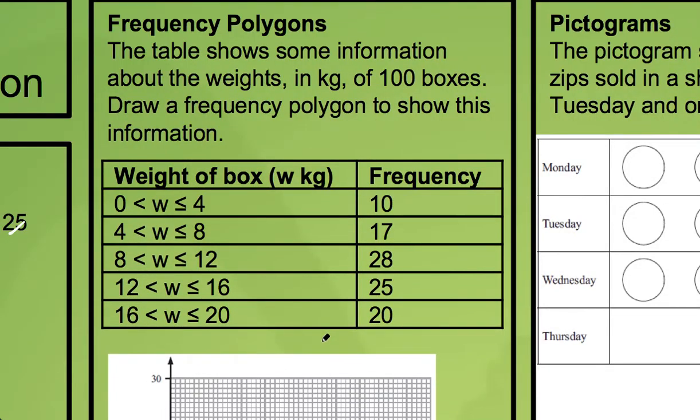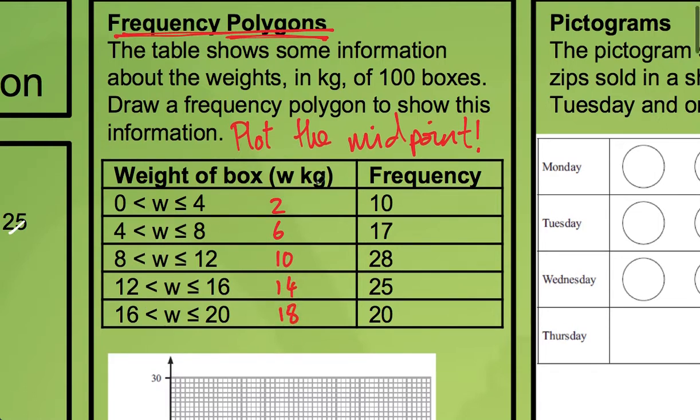is frequency polygons. The table shows some information about the weights in kilograms of 100 boxes. Draw a frequency polygon to show this information. Key thing about frequency polygons is that you plot the midpoint. So that's what you should think as soon as you see the word frequency polygon particularly, plot the midpoint. So the midpoint of these classes is 0 to 4 is 2, 4 to 8 is 6, midpoint's just halfway between the limiting values, 14, 18.